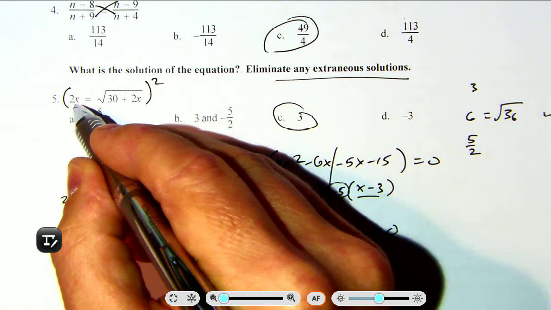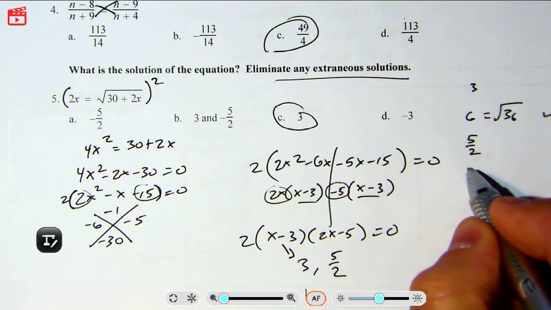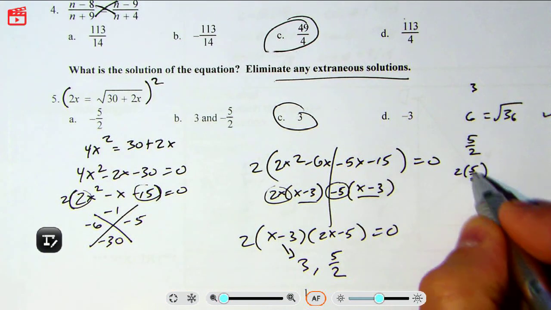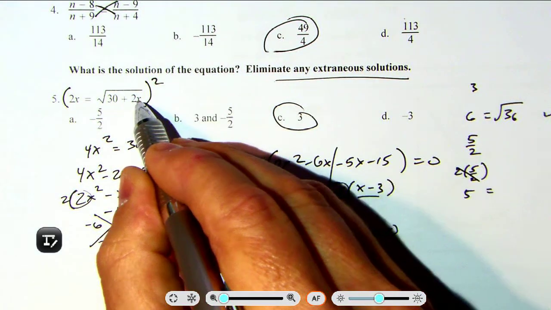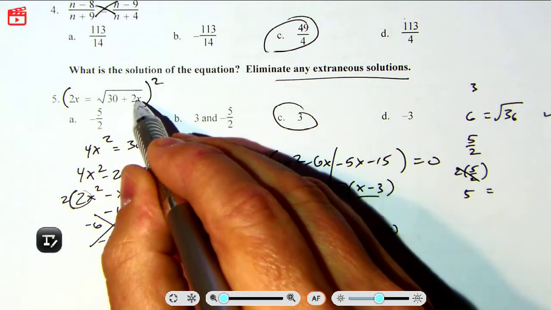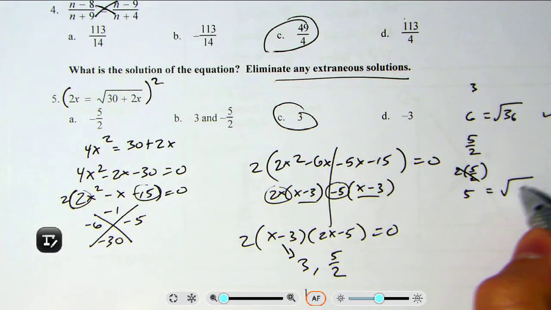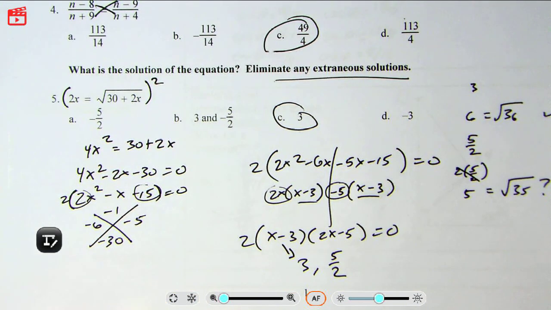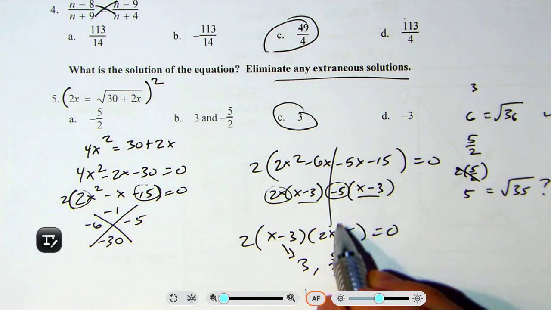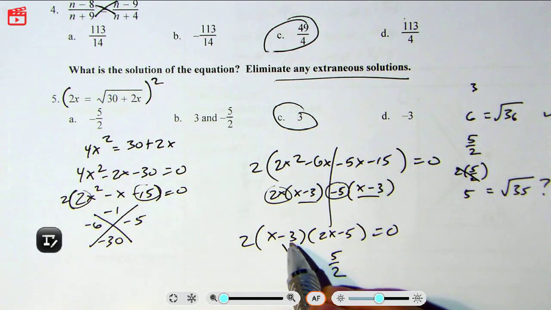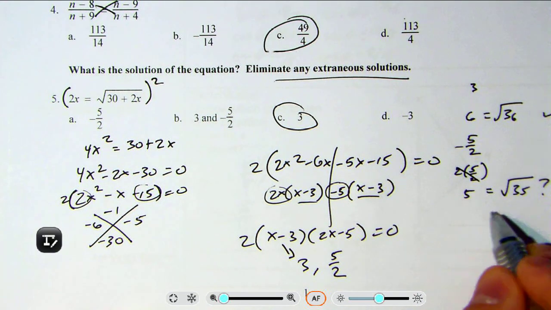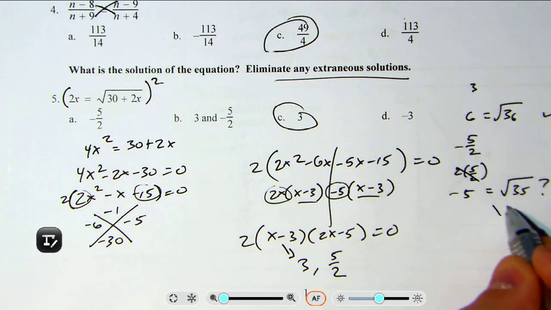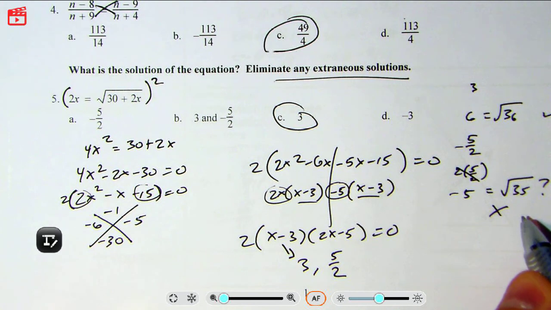What's 2 times 5/2? 2 times 5/2 is just going to be 5. Does that equal 5/2, the square root of 35? What? No, that's incorrect. Why is that negative right there? I suspect that's supposed to be a negative 5/2, but that would make that negative, and that's still not going to be correct. That's why the 5/2 is the extraneous.